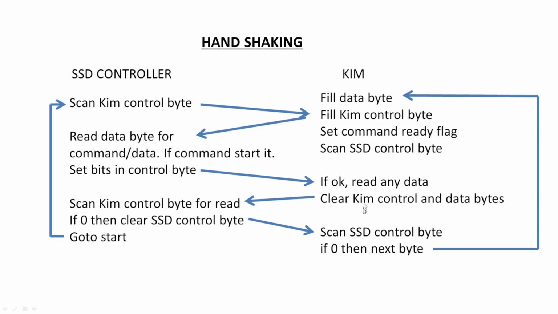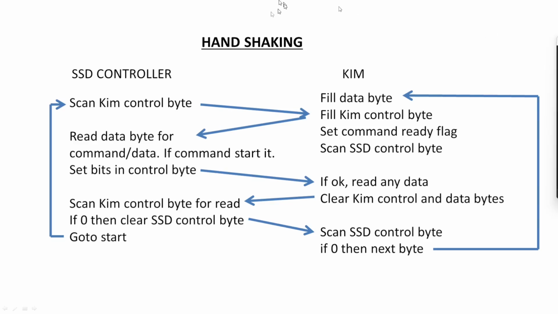Conversely, over this side where the KIM has cleared its control, it needs to know that the controller has seen that it's cleared its control. So it's going to scan the solid state drive's control byte again, as it did here, and this time it's looking for a 0 to be there. On the solid state drive, it says, I've told the KIM that I've read everything, and I've seen that the KIM has seen that I've said that, so I'm going to clear my control byte to say, yes, okay. And the KIM's watching that, and when he sees that, they've all gone back to 0. The KIM knows that the control's all been read.